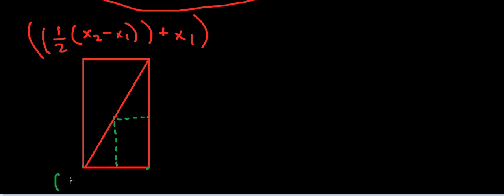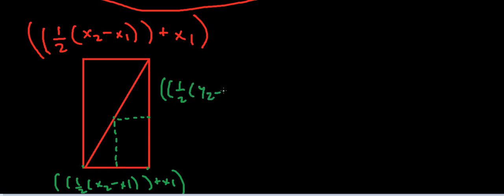So that means we can write this down here. 1/2 (x2 minus x1) plus x1. So this is going to figure out the x coordinate, and then we're going to do the same thing for the y coordinate. So 1/2 (y2 minus y1) plus y1.